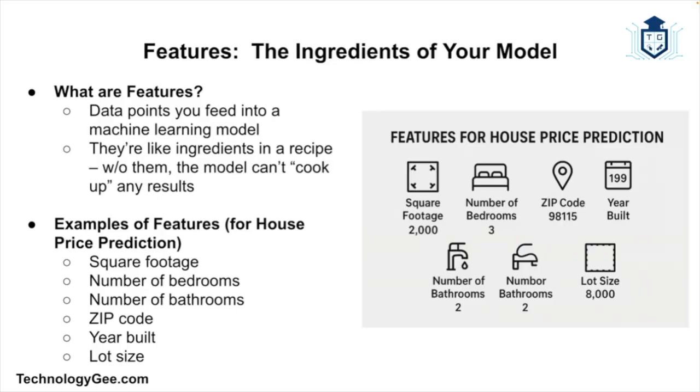And here are some examples of features. So let's say you want to build a model that predicts the price of a house. Here are some features that you might use. You could use square footage, how many bedrooms it has, the number of bathrooms, the zip code, and the year the house was built, in addition to how big the lot size is. Now, each of these things is a feature, or a data point, that helps the model understand what might influence the house price.